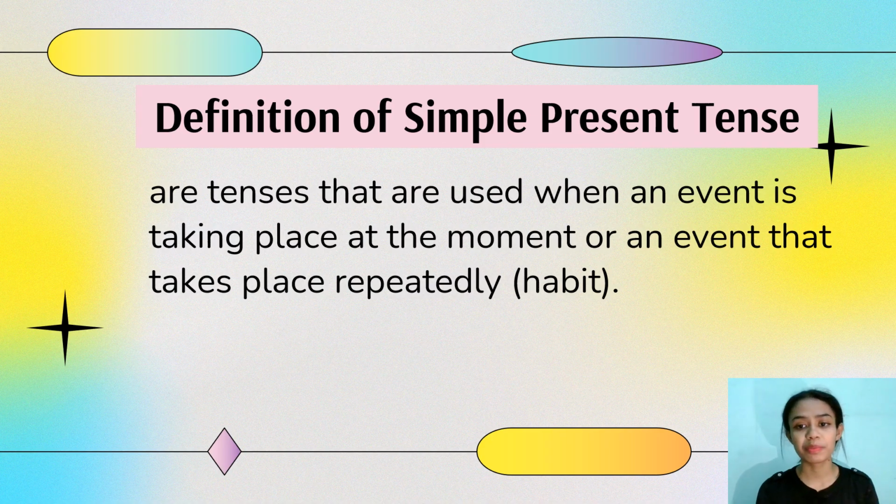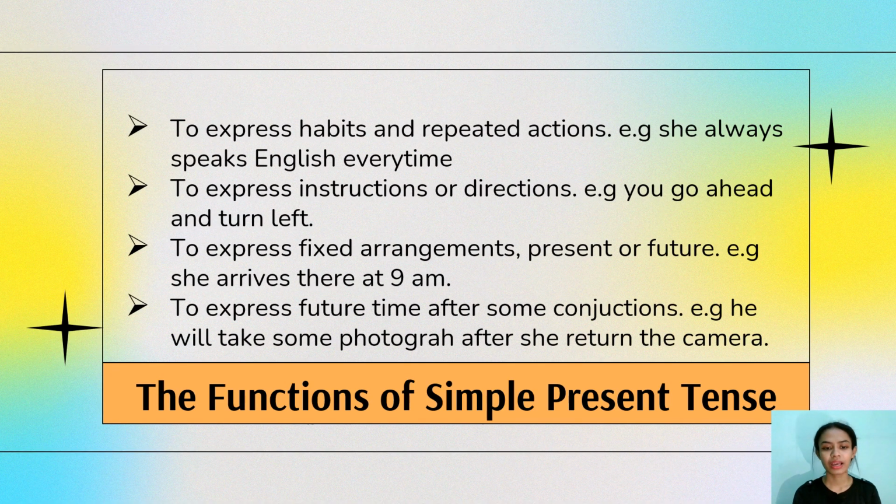The definition of simple present tense: tenses that are used when an event is taking place at the moment, or an event that takes place repeatedly or habitually. Next, the functions of simple present tense. To express habits and repeated actions. For example, she always speaks English every time.